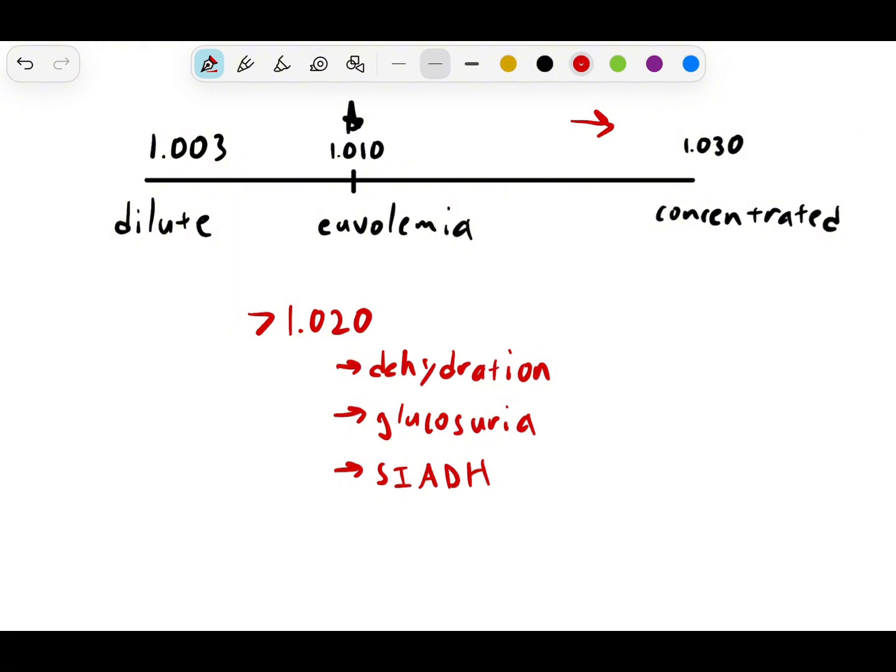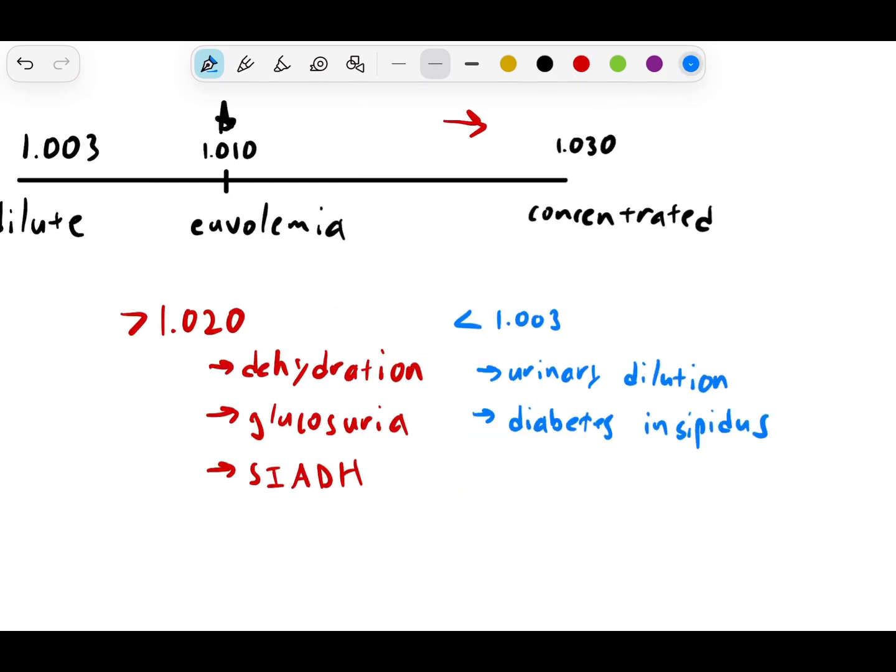Now, what if our specific gravity is low? What could cause those findings? I'll go ahead and do the same thing for a low specific gravity. All right, so this is not an all-encompassing list, but here are just some basic things that could cause that specific gravity to be low: urinary dilution, diabetes insipidus, and then water intoxication. If you think about this, it makes sense, because if you have a very dilute urine, your body is getting rid of more water and not holding on to it, while in the concentrated state, just think, my body is trying to maintain water.